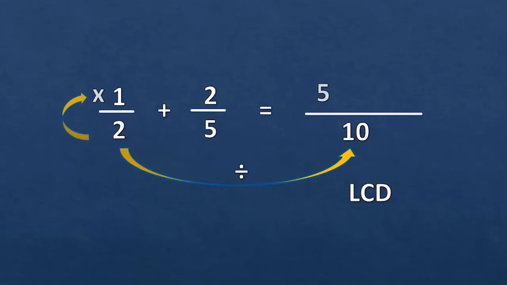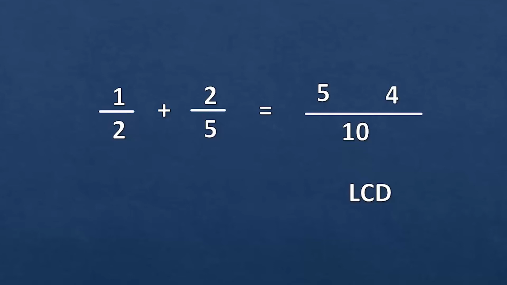How about the numerator or the upper number? We simply divide the LCD by the original denominator, then we multiply the answer to the numerator of the fraction. Let's try 1/2. The denominator is 2. We divide 10 by 2 and the answer is 5. Then we multiply the quotient to the numerator, which is 1. 5 times 1 is equal to 5. So, our new numerator is 5.